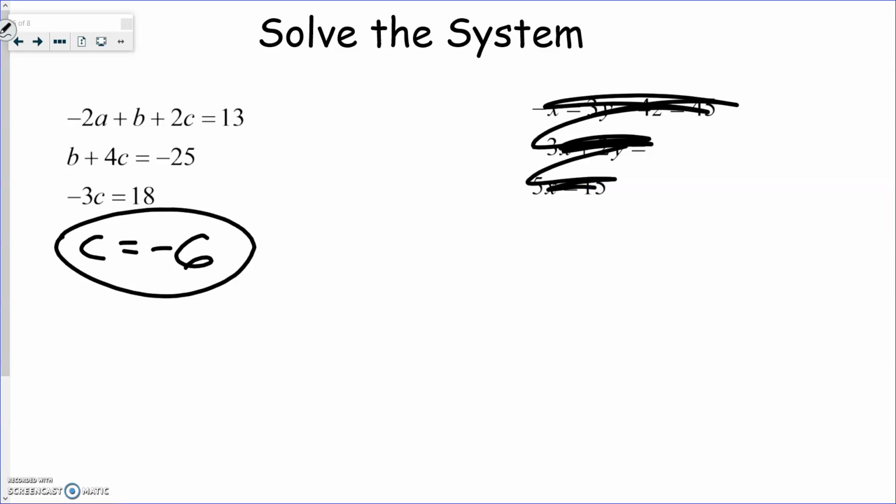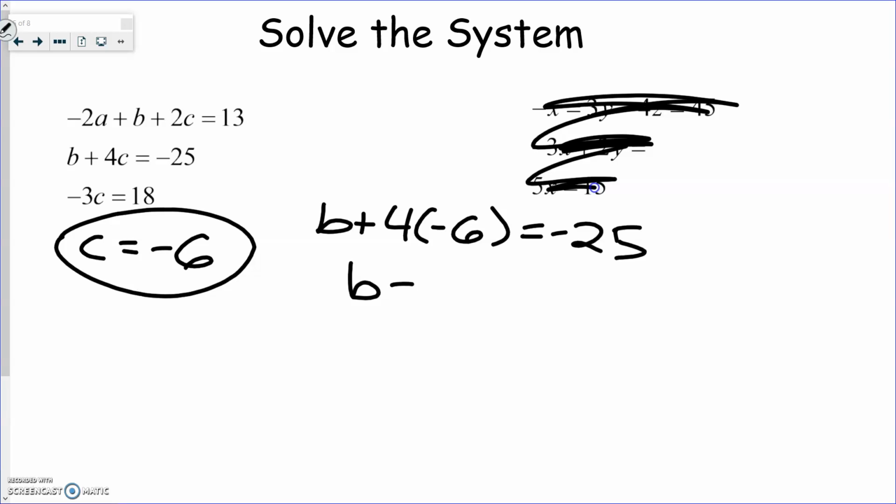Once again, substitute that c in. So b plus 4 times c is equal to negative 25. Well, 4 times negative 6 is negative 24.